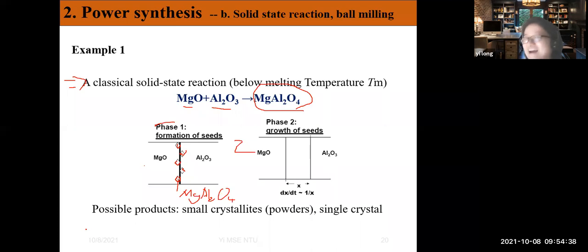Then the seed becomes bigger and bigger and bigger. So that's what we call the growth of the seed. Now the whole area here is going to be magnesium aluminum 2, oxygen 4. Not that difficult, right? So possible products: you could form small crystals, powders, and even single crystals if you control very, very well. Of course it's not easy. Single crystal is super difficult. So this is one example.